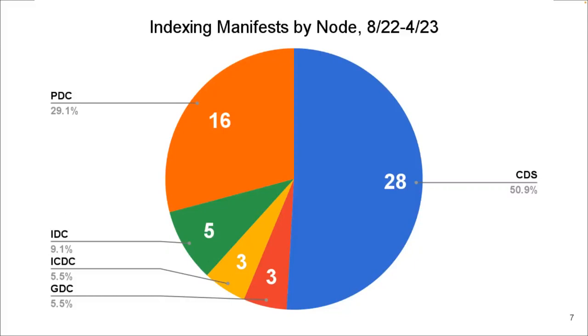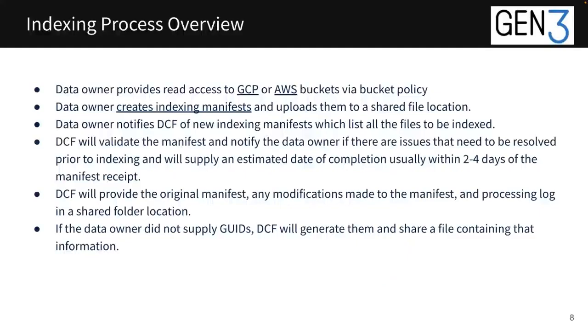Now, on to what indexing actually does. As an overview, prior to indexing a job, the data owner or node has several responsibilities. First, you need to provide read access to GCP or AWS buckets via a bucket policy and notify DCF of what the name of your bucket is and where it is located.